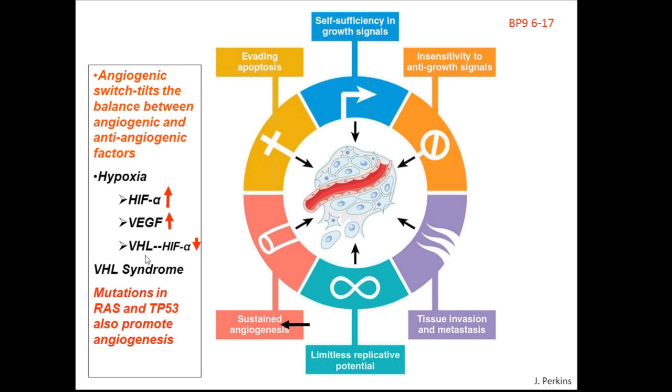Now, VHL is not the only gene that controls angiogenesis. Mutations in RAS and TP53, which are very common, also promote angiogenesis by slightly different pathways. What's important is that angiogenesis is so central to tumor growth and survival that we now have an armamentarium of anti-VEGF drugs, which are given in a variety of cancers.